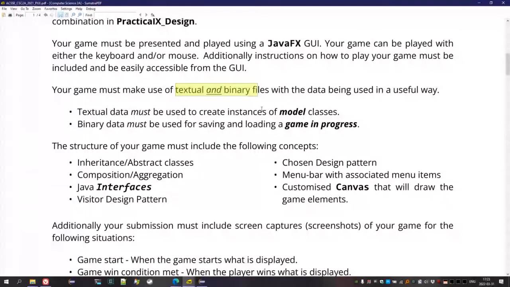Text files must be used to create model classes. So you've seen that already. We had your practicals do that. You've seen the tutorials do that, where you have text files that describe model classes.